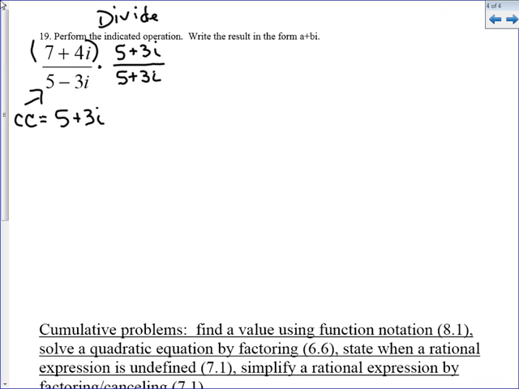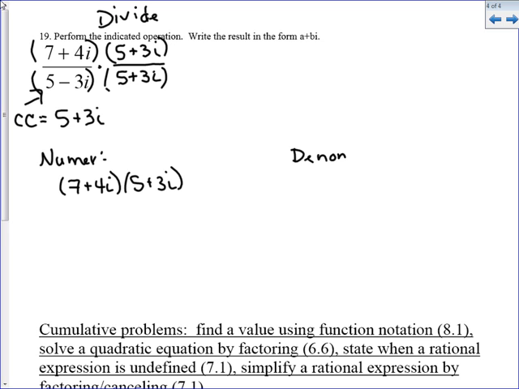So I'm going to have to FOIL my numerator. I'm going to have to FOIL my denominator. I like to work them out on the side. It's really up to you. Just make sure it's clear. So I have 7 plus 4i, and I'm going to multiply that by 5 plus 3i for my numerator. And for my denominator, 5 minus 3i times 5 plus 3i.